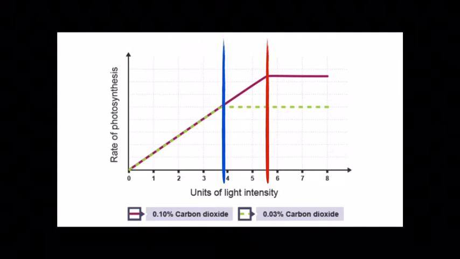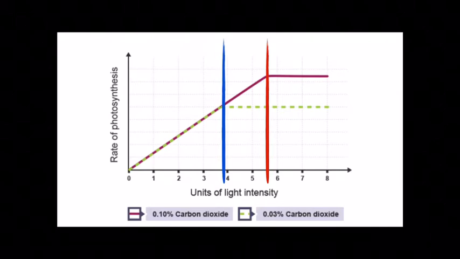Okay, so if I add this blue line in here, you can see that the green line and the purple line have deviated. So if we look at the light intensity at 8 units, the rate of photosynthesis is no longer increasing for either line. So it's not the light intensity that is a limiting factor.